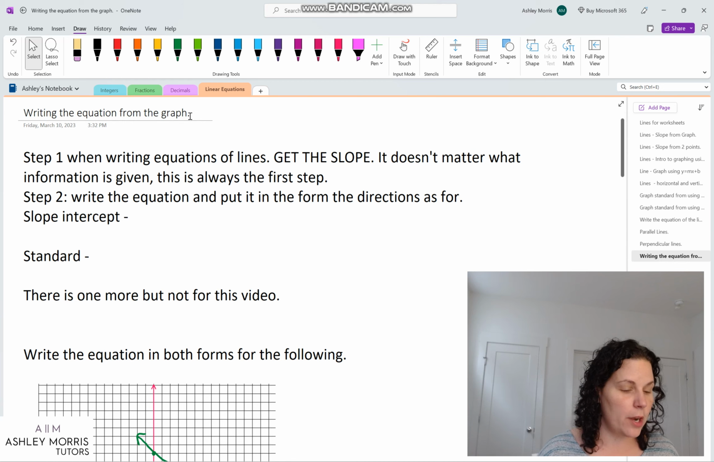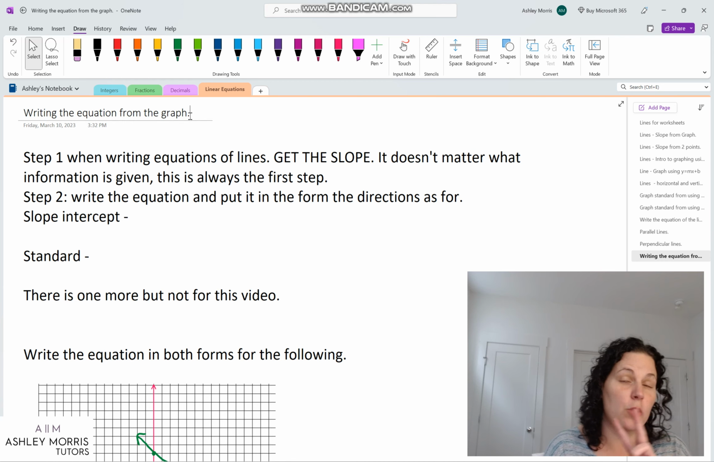So step one, no matter what, when you're writing the equation of a line, the first step is to get the slope. Sometimes you have to use the equation, sometimes you're going to use the graph, it just depends. This time, we're just using the graph, so we're going to count up and over. Step two, write the equation and put it in the form that the directions ask for.